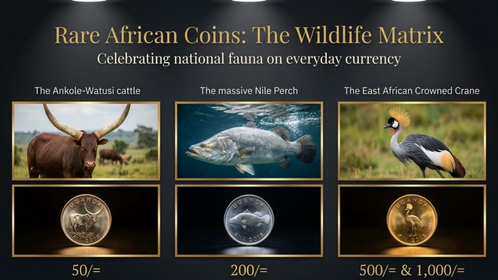Ugandan coins celebrate national fauna. The 50/equals coin features the Ankole Watusi cattle. The 200/equals coin depicts the massive Nile perch, and the 500/equals and 1000/equals coins showcase the East African crowned crane.